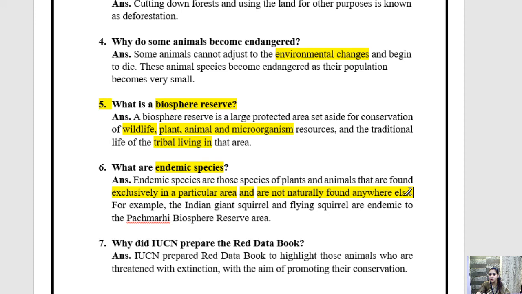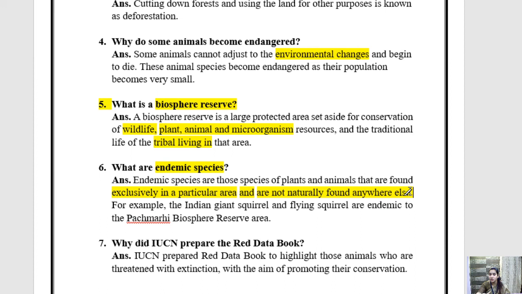Okay. Question number 7. Why did IUCN prepare the red data book? IUCN, what is the full form of IUCN? International Union for Conservation of Natural Resources. So why did IUCN prepare the red data book? Because what is the main reason? So that they can protect the endangered species.